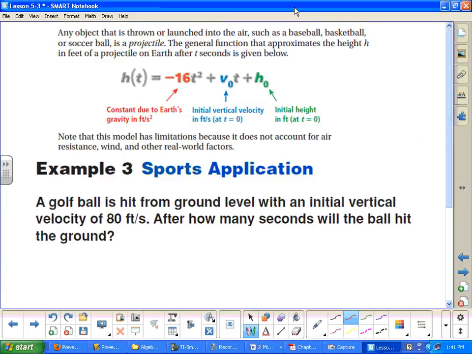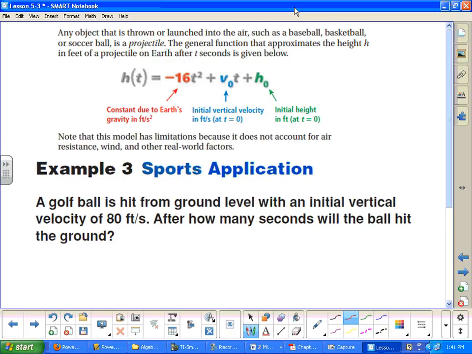Leaving it alone. Okay, any object that's thrown or launched into the air, such as a baseball, basketball, or soccer ball, is a projectile. The general function that approximates the height in feet of a projectile on Earth after t seconds is given below. Right? In your science classes, you may have seen this formula before for the height of an object. You got -16t squared plus v sub 0t plus h sub 0. Where -16 is gravity in feet per second squared. V sub 0 is the initial velocity. So, if it's dropped, it would be 0.